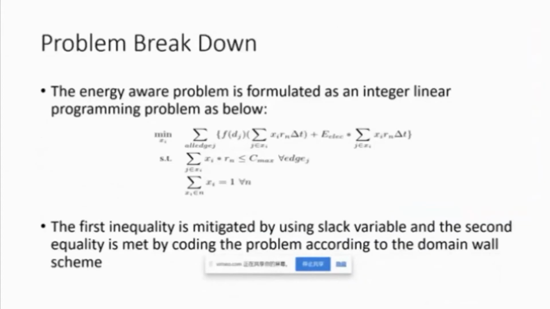The energy-aware problem is formulated as an integer linear programming problem as below. The objective is to minimize overall energy consumption. The first item in the formula is the transmission part. The second item is receiving and processing energy. The first constraint makes sure the edge is not overloaded. The second constraint makes sure that among all feasible paths, only one path is selected. The first inequality is met by using the slack variable technique, and the second inequality is met by encoding the problem according to domain wall.